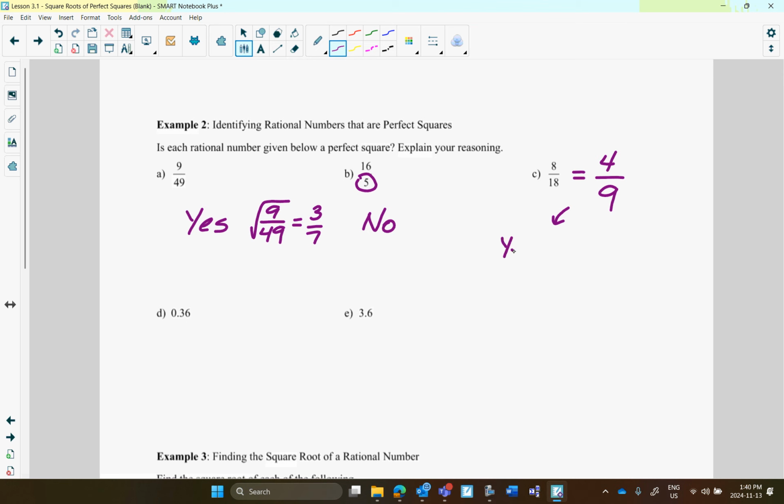So what you had to do first, be careful, sometimes you may have to reduce first. It may not look like a perfect square at the start, but if you can reduce it, you might get one that is. So yes, because the square root of 4/9 is 2/3. So fractions can be perfect squares. So can decimals.